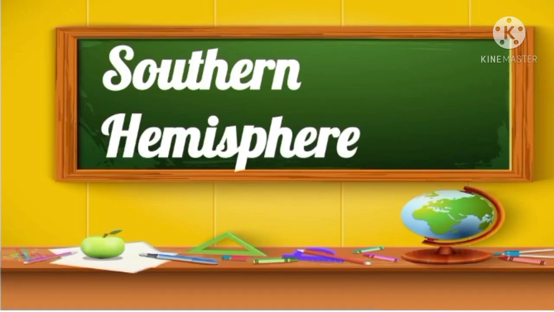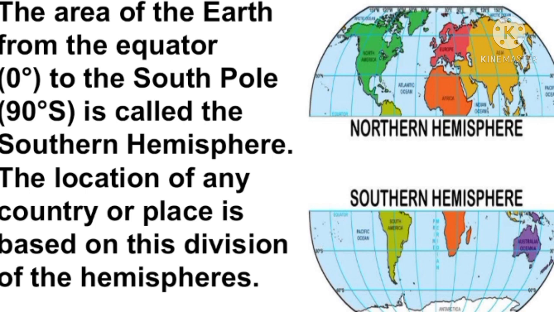And then southern hemisphere. What is meant by southern hemisphere? Yes, the area of the earth from the equator to the south pole is called the southern hemisphere. The location of any country or place is based on this division of the hemispheres. The southern hemisphere is half of the earth that is south of the equator, and it contains all or parts of 5 continents: Antarctica, Australia, South America, Africa and mainland Asia. Its surface is 80.9% water compared with 60.7% water in the case of the northern hemisphere.